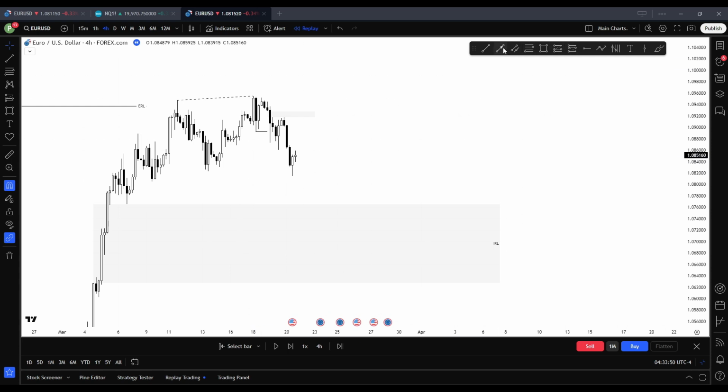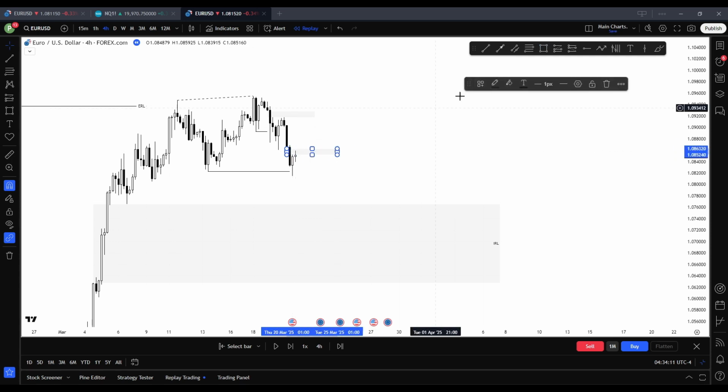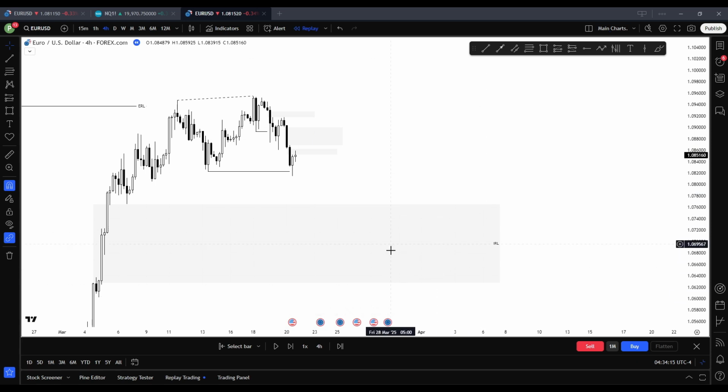So now again, you can see that with this expansion leg lower, we took out another ERL, another external range liquidity. So now from here, our expectation would be to again expect price to fill this IRL before it continues moving lower toward this long-term draw.